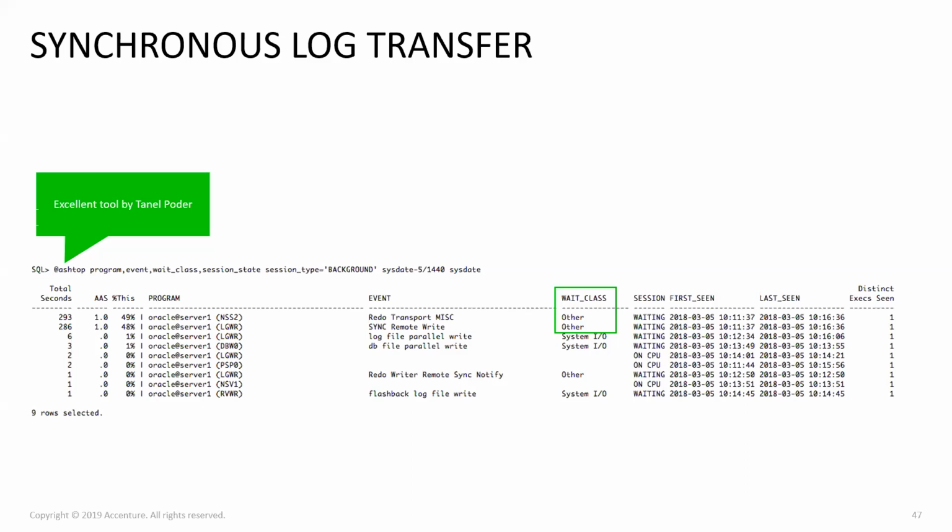And so the first thing I do is using ASHTop, which is an excellent tool by Tanel Poder, looking at V$ active session history. So obviously you would require the diagnostics pack for that. But you can see that on my system, the session state background, so these are the background processes, it really is waiting for redo transport misc and sync remote write. So these are the two waits that it's waiting for.